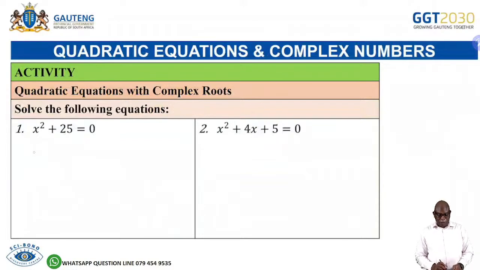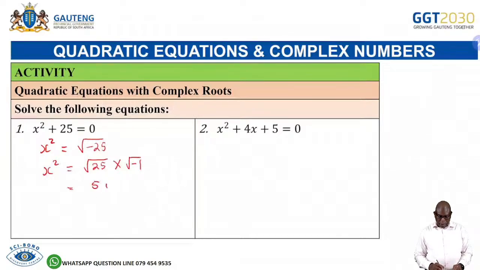So how do you do it in complex numbers? We're going to say x squared equals the square root of negative 25. Then I know that the square root of negative 25 is the same as the square root of 25 multiplied by the square root of negative 1. The square root of 25 is 5, and the square root of negative 1 is i. But remember, I can have a plus or minus.